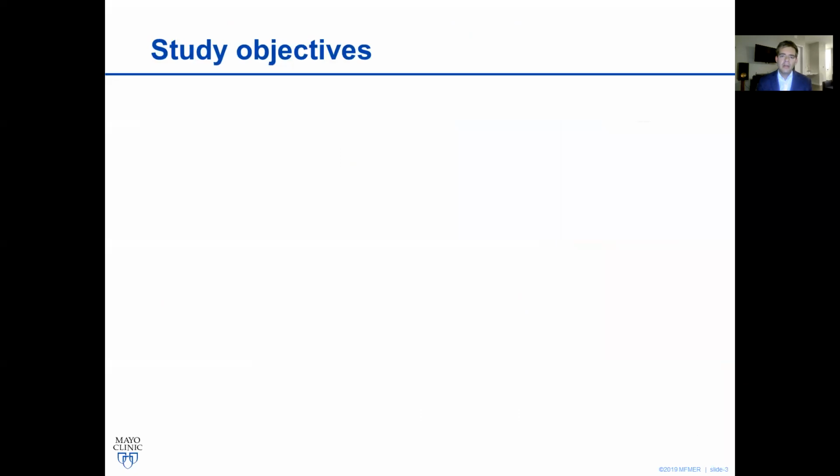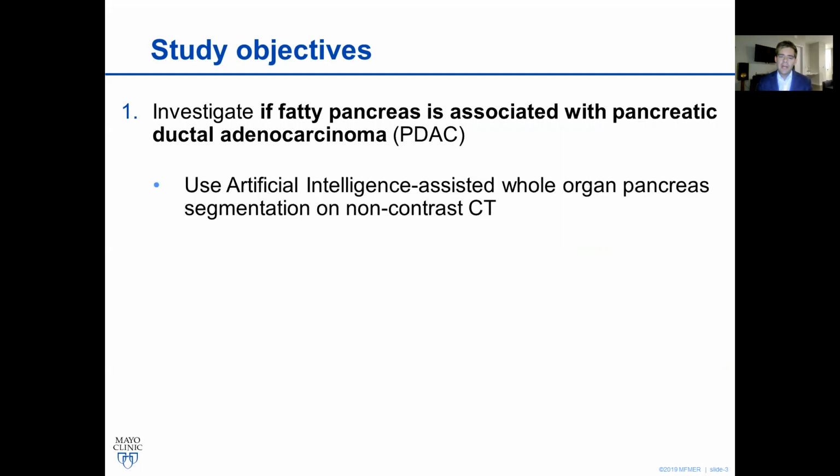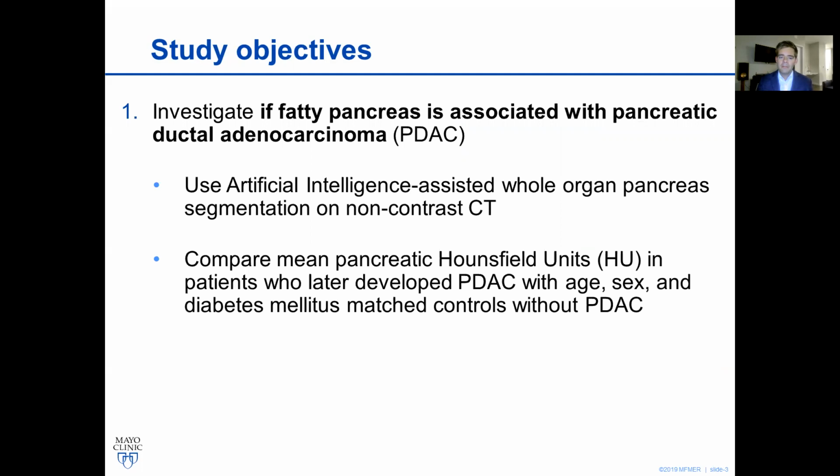So in our study, we aim to investigate if fatty pancreas is associated with pancreatic ductal adenocarcinoma by using an AI-assisted whole organ pancreas segmentation model on non-contrast CT, and by comparing the mean pancreatic Hounsfield units in patients who later developed pancreatic cancer with age, sex, and diabetes mellitus matched controls that did not develop pancreatic cancer.